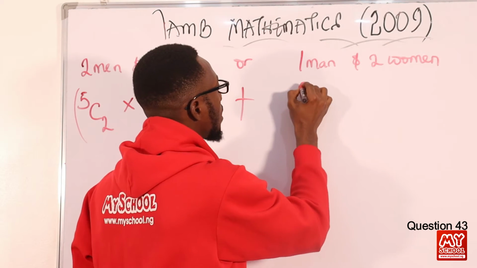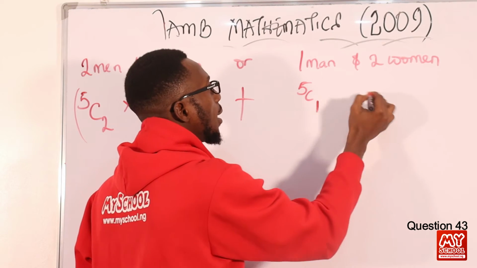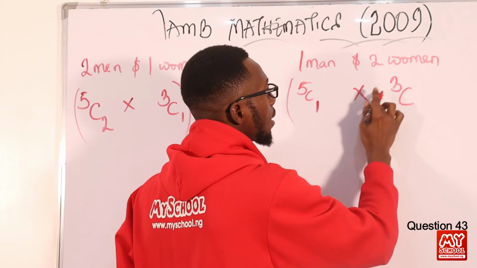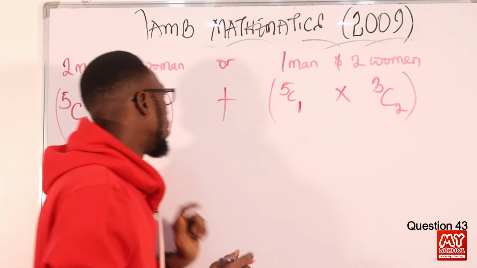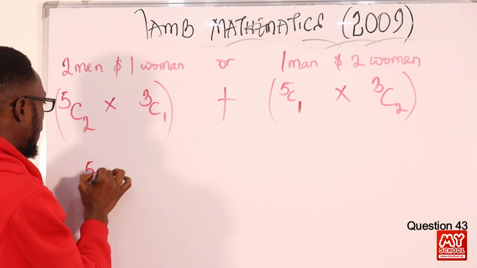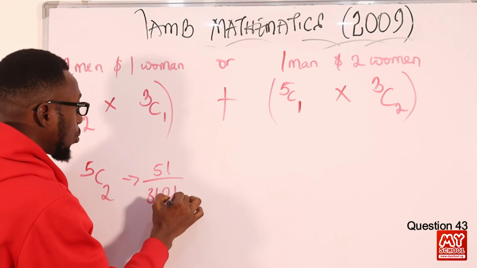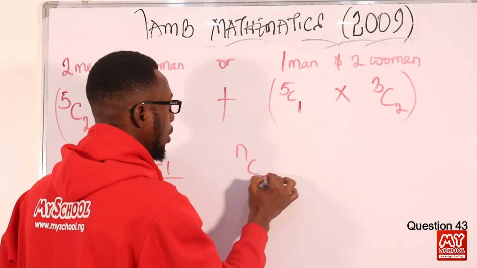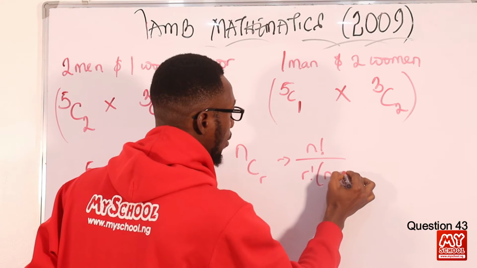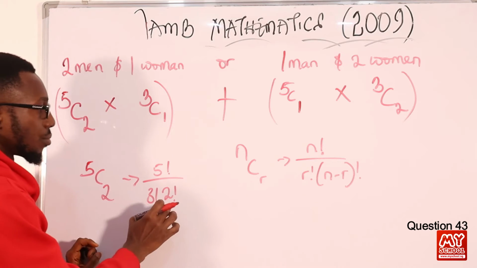Then I have 1 man, that is selecting 1 man from 5 men. Then I have this as well, I have 3 women, then selecting 2 out of the 3. All right, so I'm just going to do this very quickly. We know that this combination, 5, these 2 should give me 5 factorial over 3 factorial, 2 factorial. From the formula of combination, that is n factorial over r factorial, n minus r factorial. So this is what I'm using right here. So already I've subtracted the 5 minus 2, that is my 3.